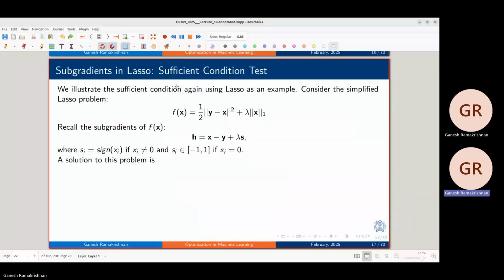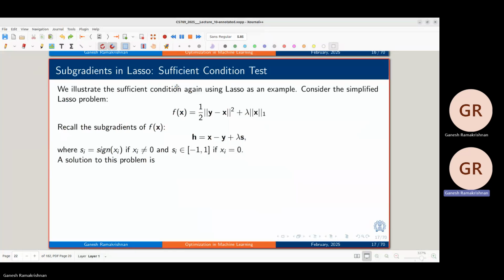So, let's do the following. We have discussed two conditions. I haven't really given the proof for necessity. I said that critical points are points of local min or max. We'll get to that. But let's apply the sufficient condition to this very interesting lasso. Imagine that F is the lasso loss, 1/2 norm of y minus x squared plus lambda times the l1 norm of x.